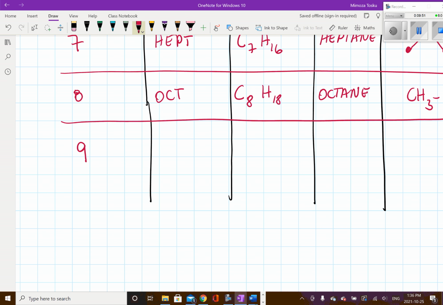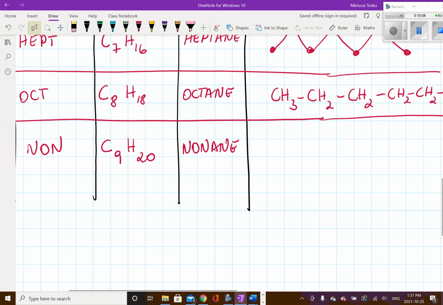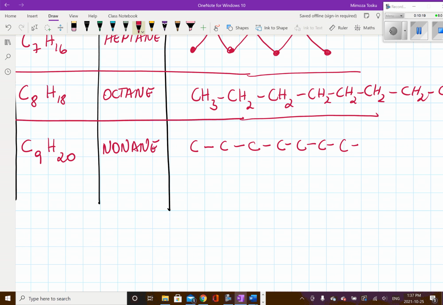For 9 we'll have non, and C9H20, and nonane, and it will be C, 2, 3, 4, 5, 6, 7, 8, 9, and then ticks here for the hydrogen.